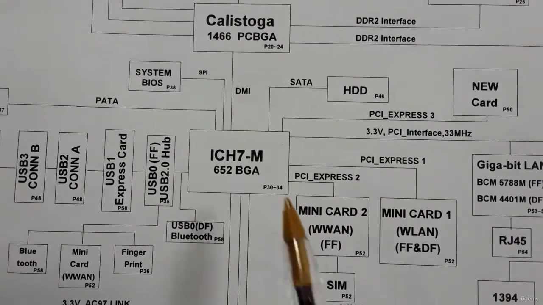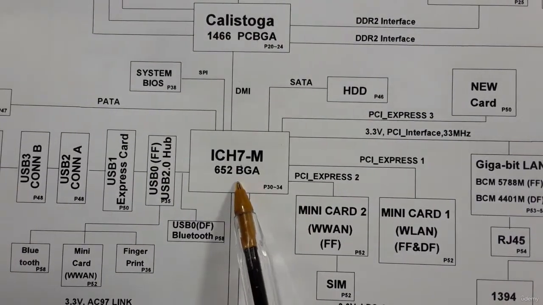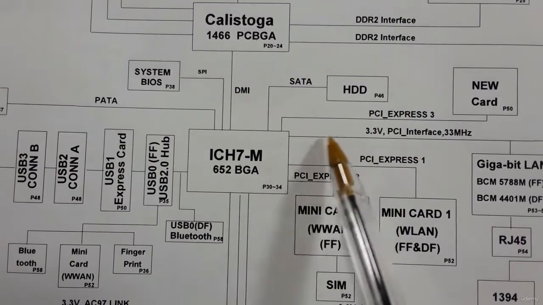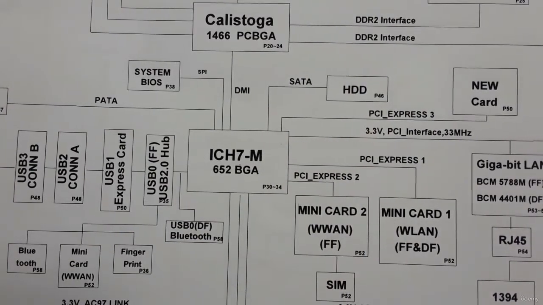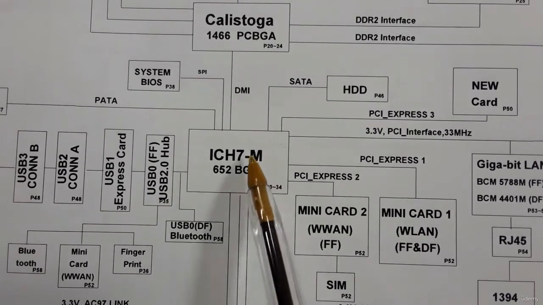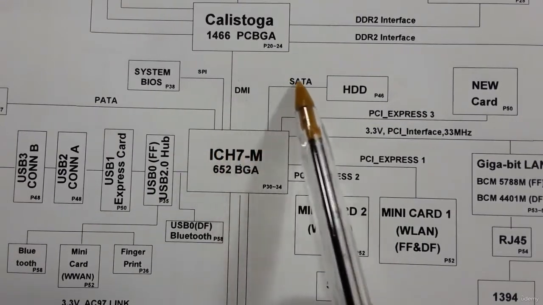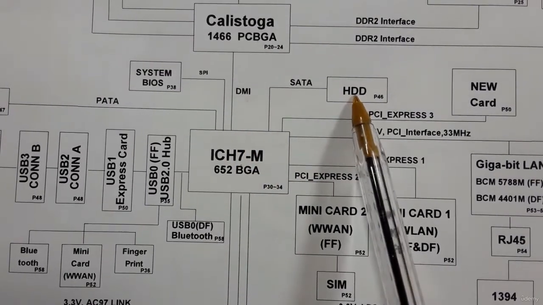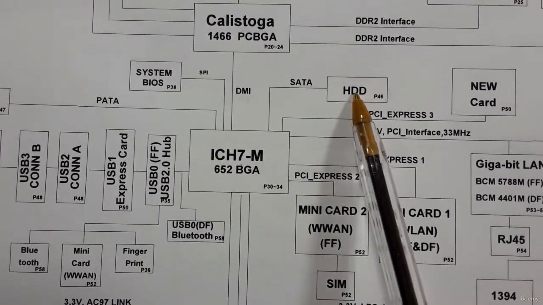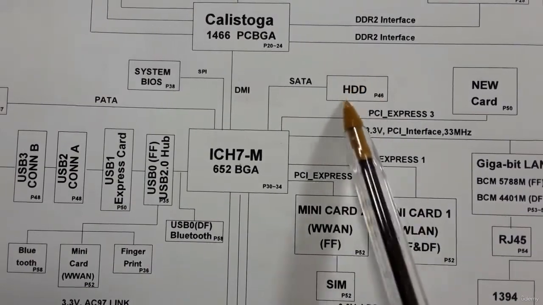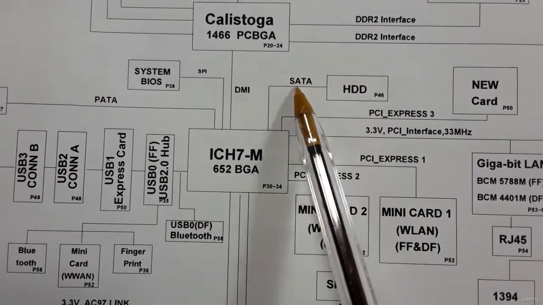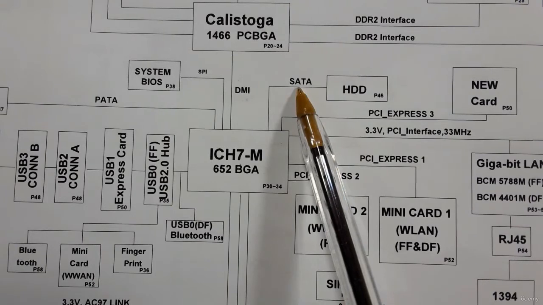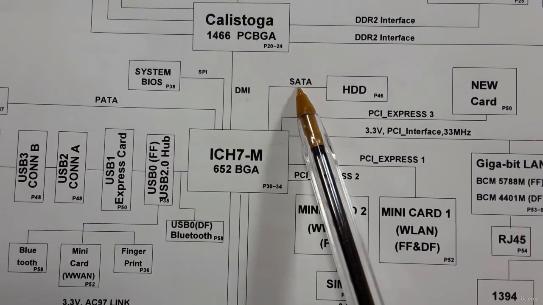So let's go now to the ICH. As you can see, this is a very important chip. This chip is connected to the whole motherboard, to anything in the motherboard. So this ICH is connected to the HDD. It controls the HDD or the hard disk drive. The type of this hard disk drive is SATA, not IDE or SCSI.